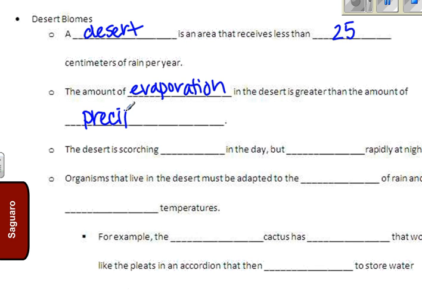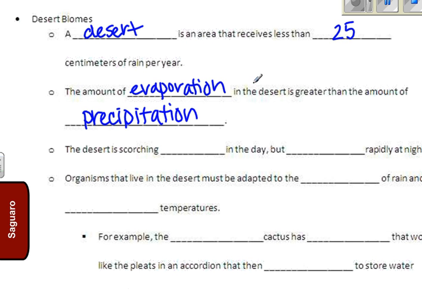So precipitation is rain in the desert, but the amount of evaporation, that's when the liquid transforms into a gas, is more than precipitation. What does that mean? Well, it means that even if it tries to rain in the desert, more often than not, it evaporates, turns to a gas before the rain ever touches the ground.